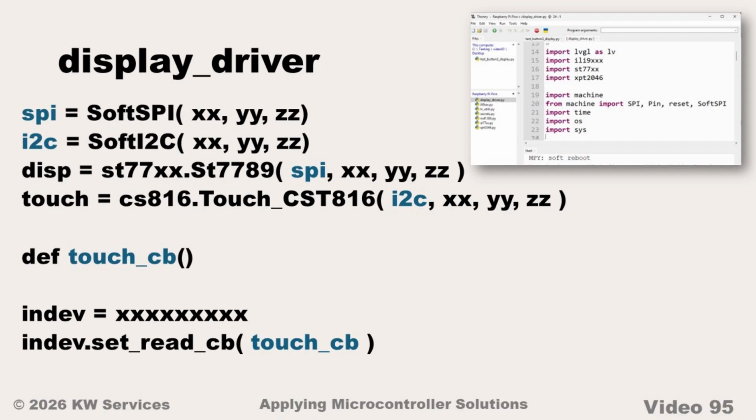So what is in the display driver? Well, it typically consists of these 5 items: the SPI and/or the I2C communication pins, the display type, its control pins and orientation, the touchscreen type, its control pins and orientation, and finally, code for InDev. InDev configures our touchscreen and integrates touches with the LVGL widgets.